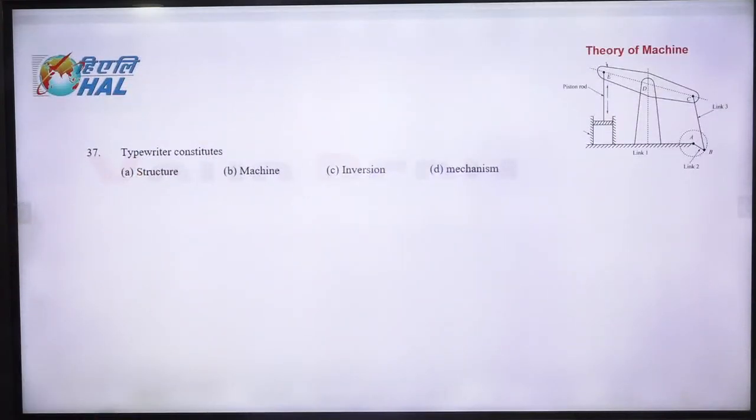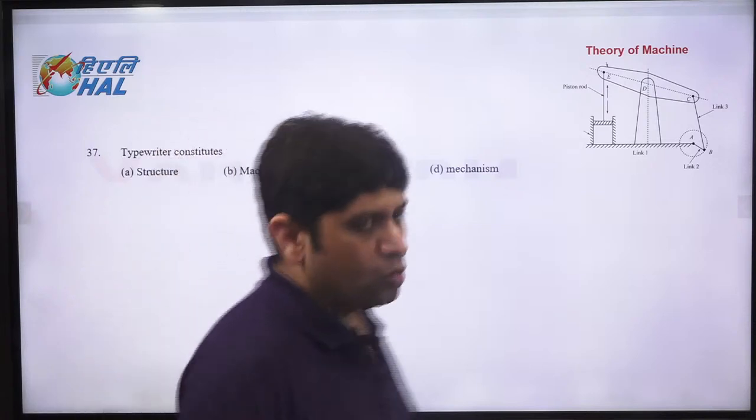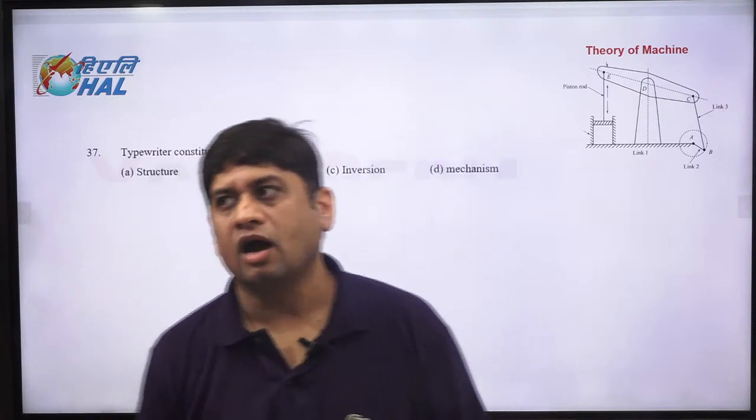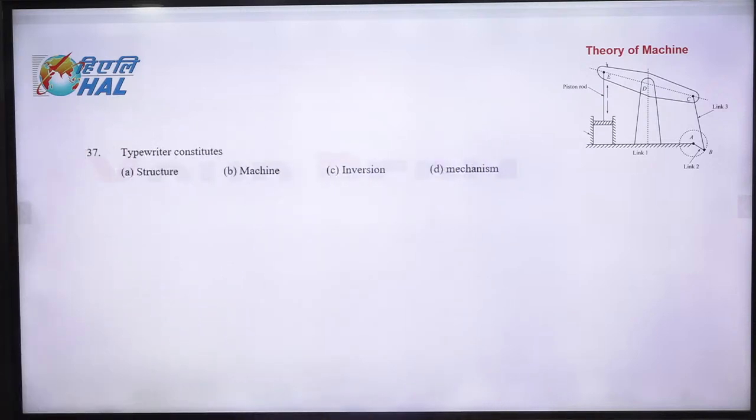What is a typewriter? Is it a machine? Is it a structure? Is it an inversion? Is it an engine? Is it a mechanism? What is a typewriter? You will say it is a machine. What is a typewriter, tell me.